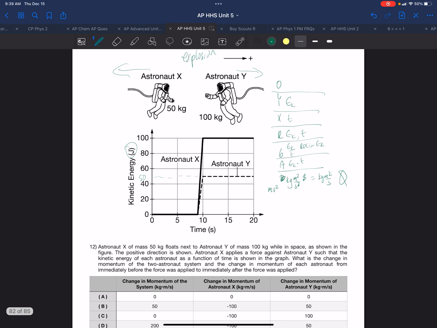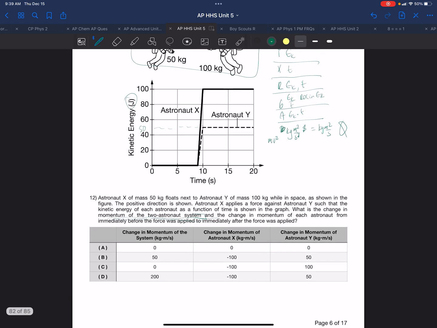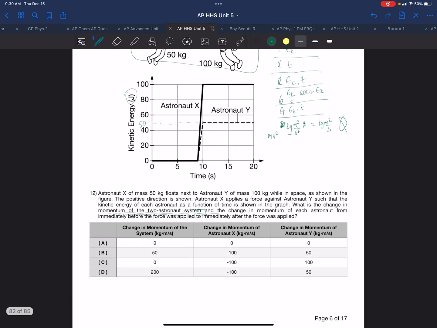So what is the change in momentum of the two astronaut system and the change in momentum of each astronaut? The change in momentum of the two astronaut system. If the system is these two astronauts, initially the momentum is 0. So the momentum afterward must be 0. There's nothing else going on here. So the change in momentum of the system must be 0. So right off the bat, we're able to eliminate two choices, A and D.